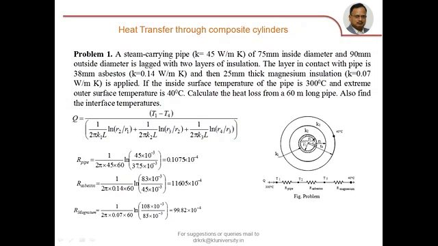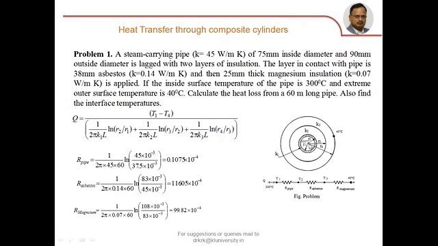The inside surface temperature of the pipe is 300. The outside surface temperature is 40. If the length of the pipe is 60 meters, calculate the heat transfer and the interface temperatures. Let us say the inside surface temperature is T1 and the outer surface temperature is T4.